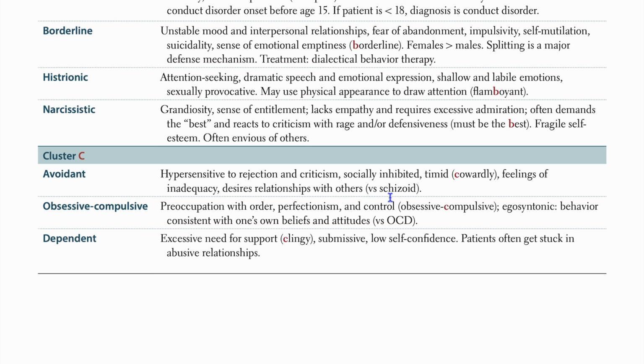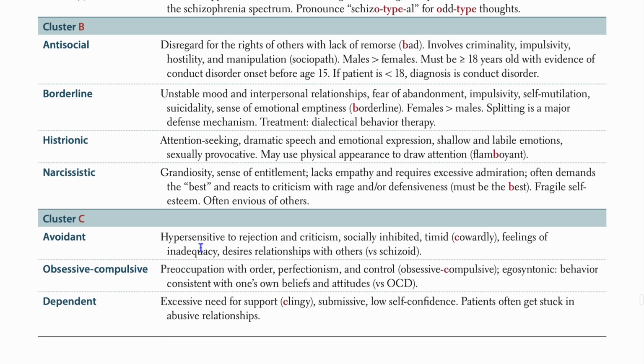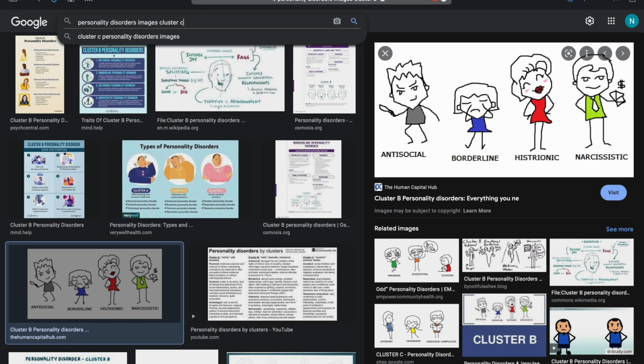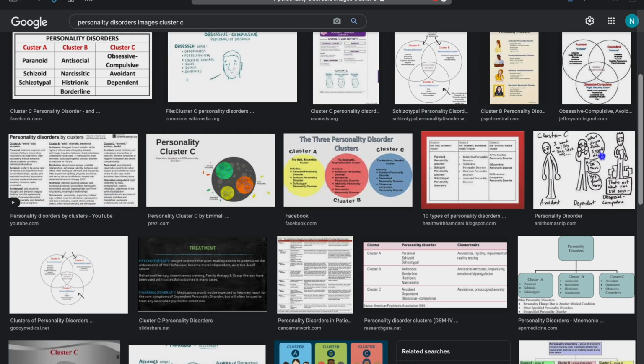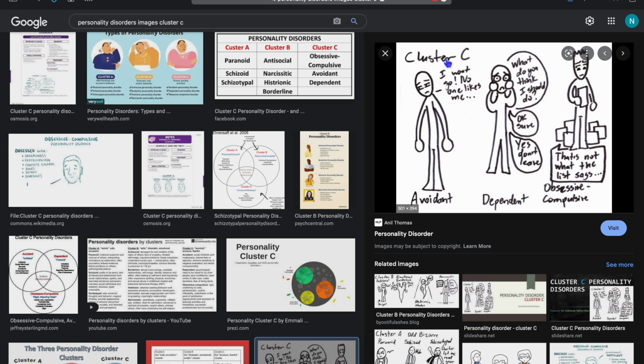And then there's cluster C, avoidant. This one is different from schizoid, because in schizoid, they prefer to be alone. In avoidant, it's hypersensitivity to rejection and criticism. It's the fear of all of these things that keeps them from other stuff. So it's not that they prefer it, but they're hypersensitive to rejection and criticism, socially inhibited, timid, cowardly, with feelings of inadequacy, and they desire relationships with others, versus schizoid. So they want to be with someone, but they're just scared of all of these things. So they're part of cluster C. Okay. So avoidant: I won't go. No one likes me.